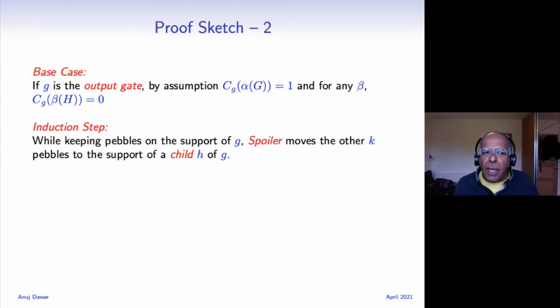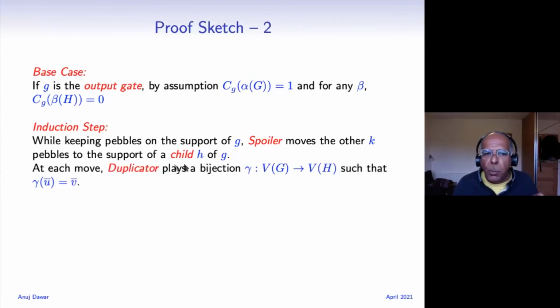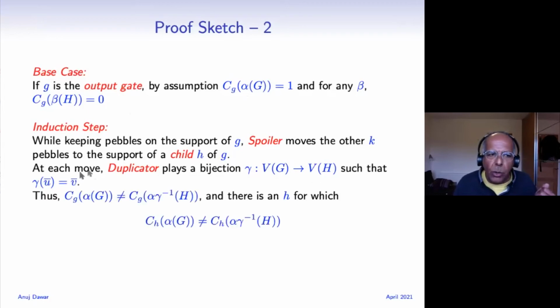And at the induction step, while keeping the pebbles on the support of G, or rather the alpha inverse of the support of G, spoiler moves the other K pebbles onto the support of a child of G. At each move, duplicator plays some bijection, and spoiler can still choose an H which distinguishes alpha G from alpha gamma inverse H.